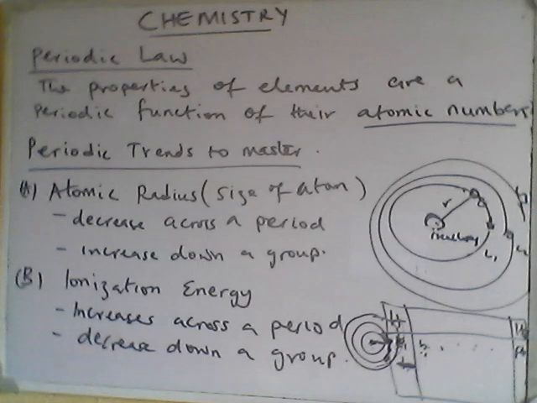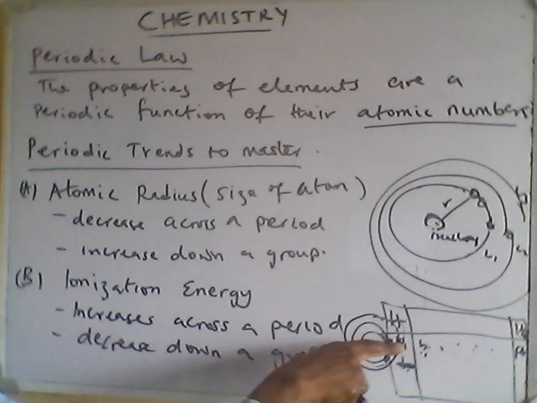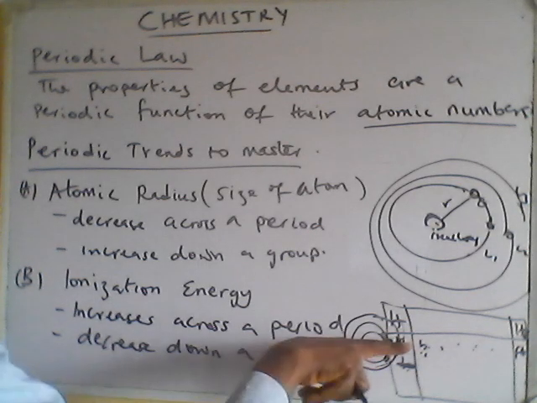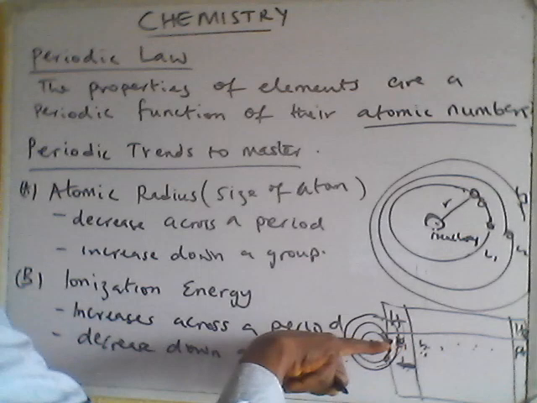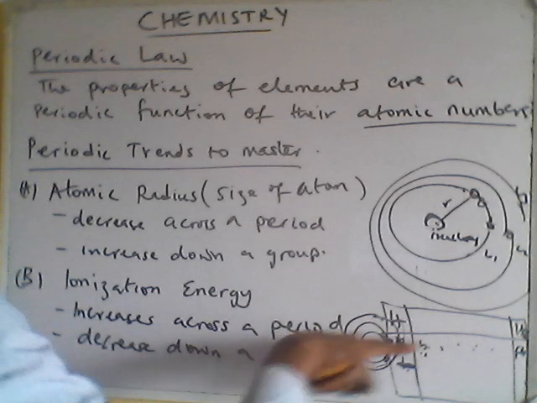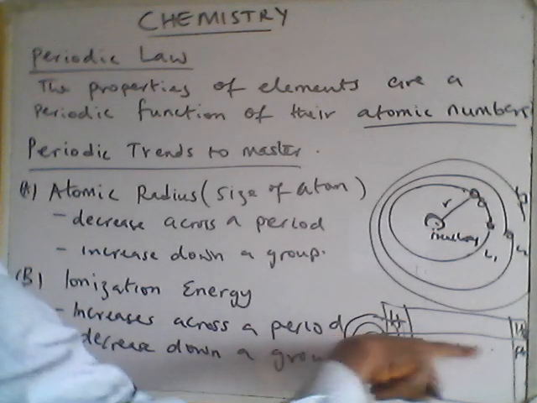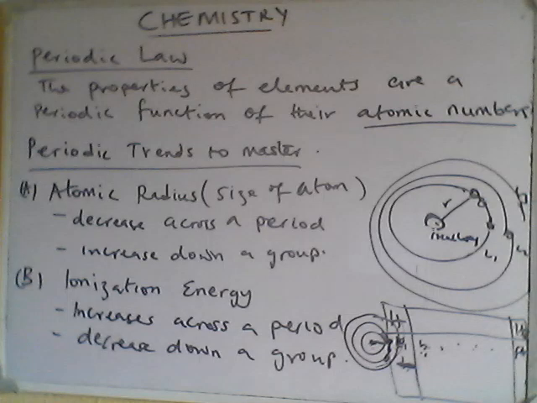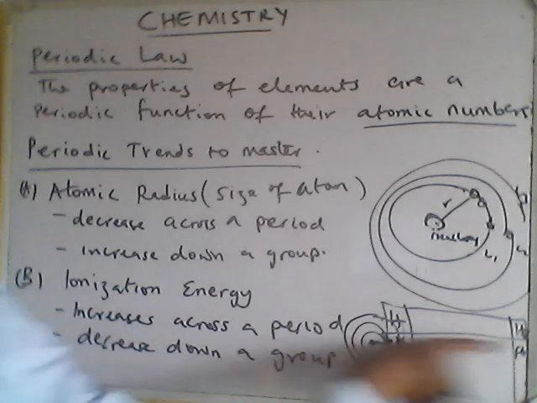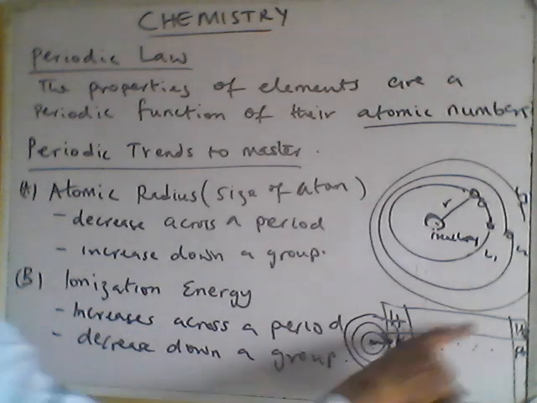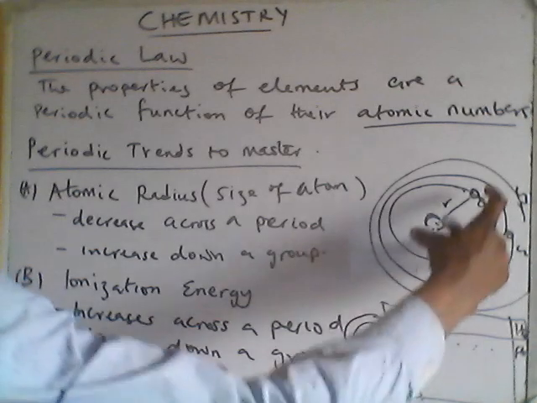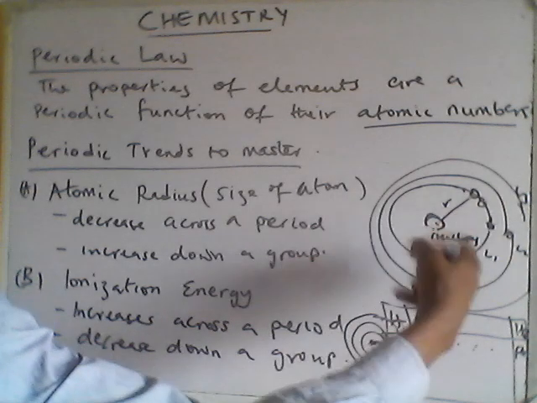Why? Because as you are on the period, like this is a period, as you go from left to right, more electrons are on the shells. If you have more electrons on the shells, it will require greater energy to remove the electron. Why? Because you have more, and as you have more, those electrons tend to attract the nucleus. So it's difficult to pull it out.